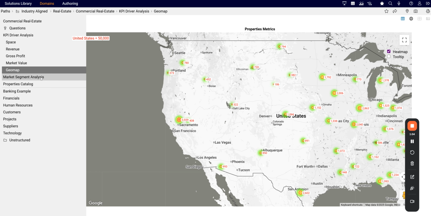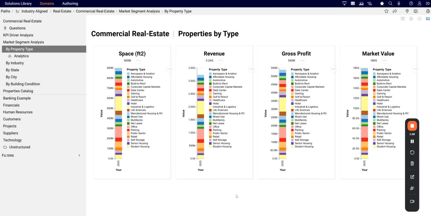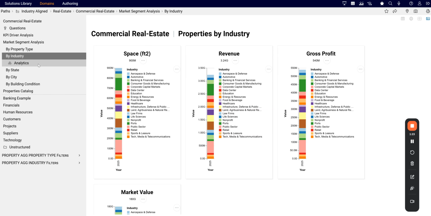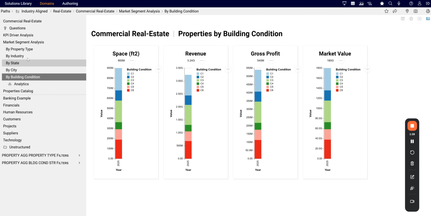If we then look at the market segment analysis, we can look at it by property type. Here we see multiple metrics for the property types. For example, space, revenue, gross profits, market value, and these metrics can be adjusted as needed. We then look at it by industry, by state, by building condition. And now we'll look at an example of a drill down analysis.